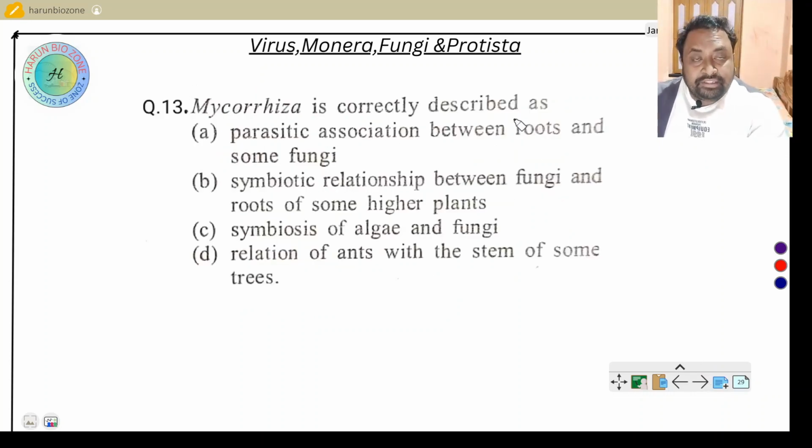Mycorrhiza is a symbiotic relationship between a fungus and the roots of higher plants. The fungus gets its nutrition from the plant, and it helps the plant absorb nutrients from the soil. Not parasitic, but a symbiotic relationship between fungi and roots of higher plants. This, B, is the correct option.